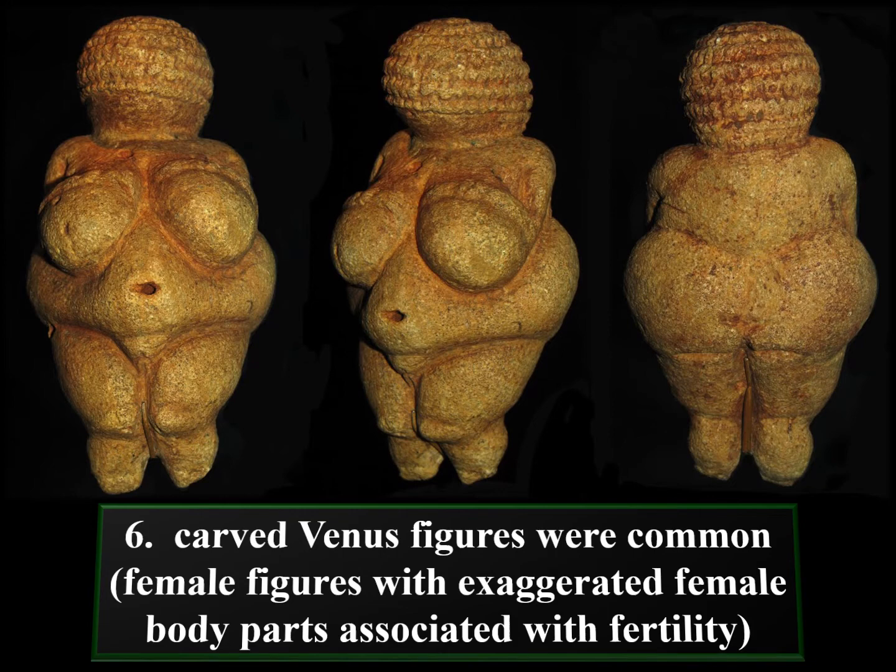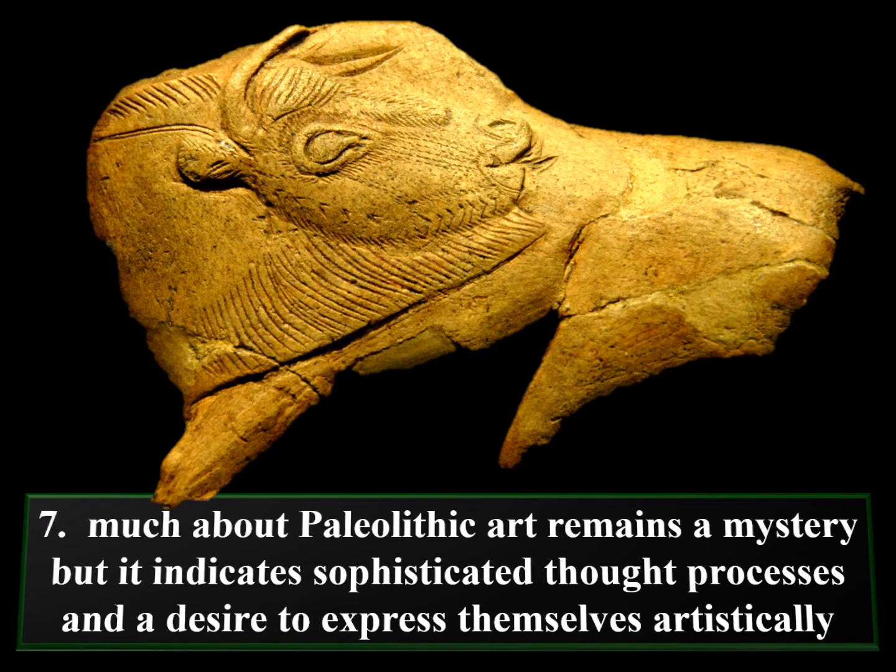Carved Venus figures were common in this era. Most of the time they were Venus figures. We call them Venus because they were female figures with exaggerated female body parts, associated, of course, with fertility. Perhaps these were carved to try to coax the spirits to allow for a profitable hunt, or that the women would have healthy children. Much about Paleolithic art remains a mystery, but it indicates sophisticated thought processes and a desire to express themselves artistically.